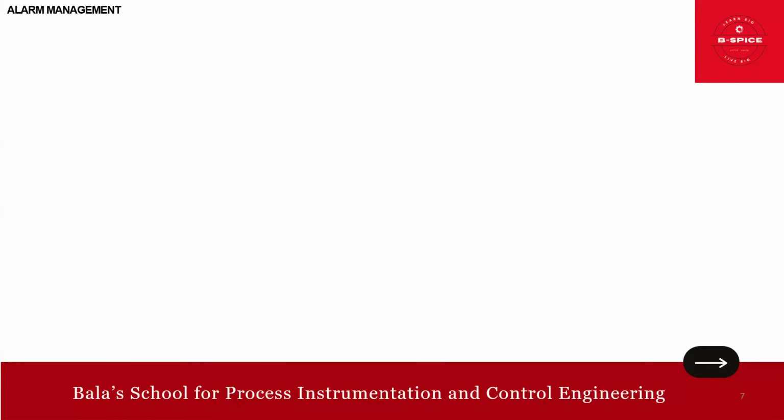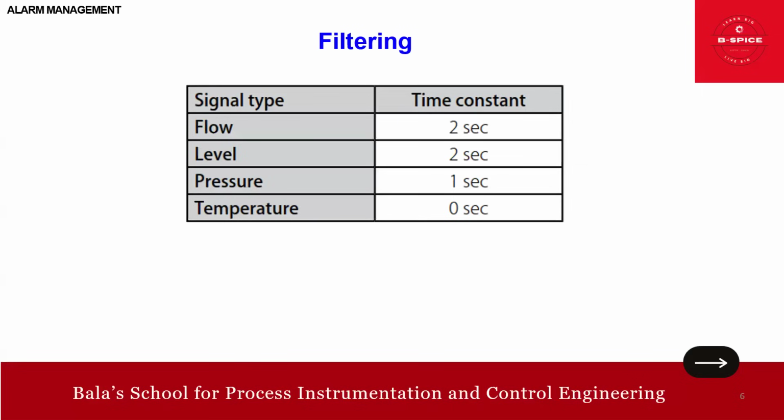So what are all the recommended time constants? Okay. For example, flow 2 seconds, level 2 seconds, pressure 1 second and temperature 0 seconds. So these are the recommended time constants that we can use, individually tuned for signals used in controllers actually. Okay. So that is about the filtering.